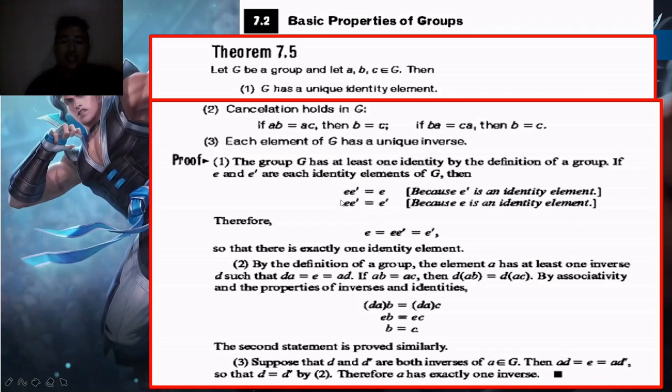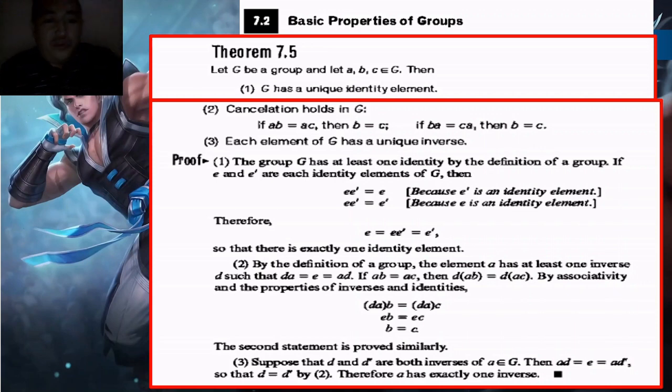Since E is an identity, multiplying by E prime gives E prime. Therefore E equals E prime. So there is exactly one identity element: if we suppose there are two, they are equal. So the identity element in G is unique.